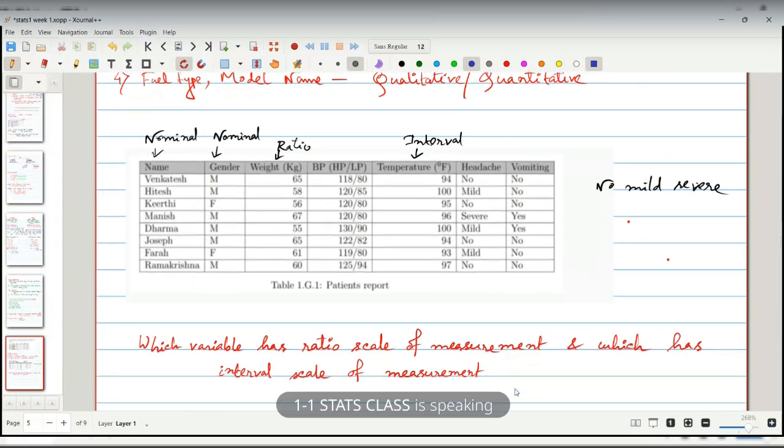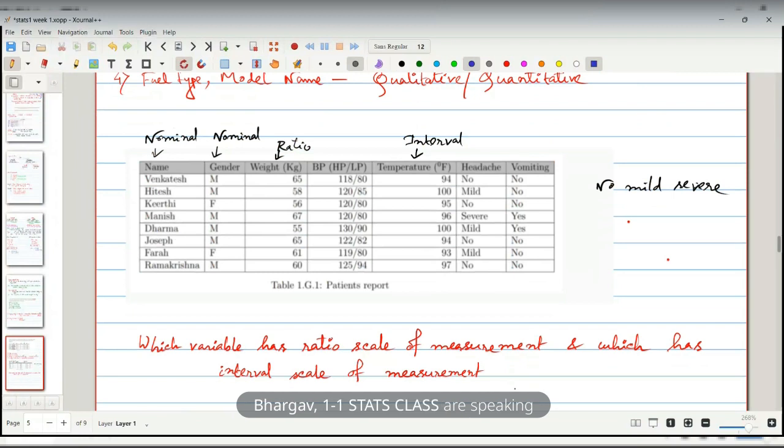Now, this is a data set. Tell me which variable has ratio scale of measurement and which has interval scale of measurement. So here is another example of interval and ratio. Weight is ratio scale of measurement. Why? Absolute zero is present here. Zero weight means there is no weight, right?